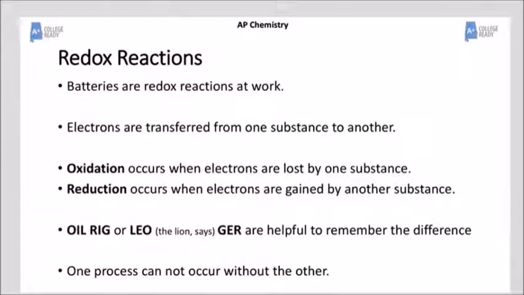I like to use LEO the lion says GER. Either one, great, helpful instruments. LEO stands for losing electrons is oxidation. GER, gaining electrons is reduction. So just helpful things to remember so you won't get them confused. And since one substance is losing, another substance is gaining, we cannot have one without the other. So in a reaction, we can't have two oxidations, we can't have two reductions. We must have something being oxidized and another substance being reduced.